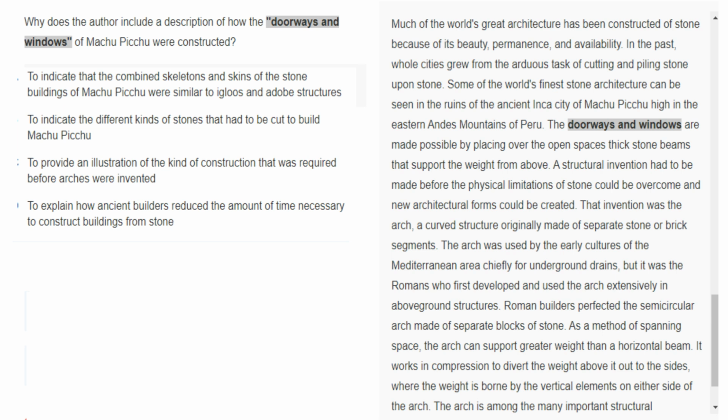From the preceding sentences, we know that how the doors and windows are made is an instance of Machu Picchu architecture, and this itself is an instance of stone architecture. There is no explanation about why the author talks about how the doors and windows of stone architecture were built. So we should continue to read after the highlighted sentence.